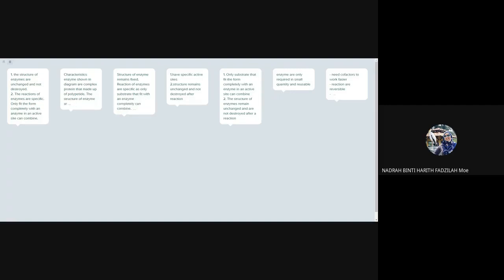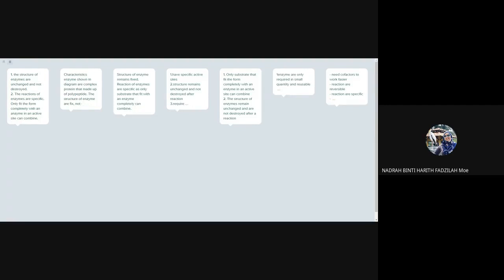Okay, spesifik sudah. Dan saya juga setuju dengan idea Nafisa, iaitu since the enzymes is not destroyed after the reaction, we only require small quantity atau small amounts of enzyme since it is reusable. So ada 3 karakteristik kat situ. Remain unchanged, not destroyed after the reaction. The reaction of enzymes are specific. And satu lagi ialah required in small quantity because it is reusable.